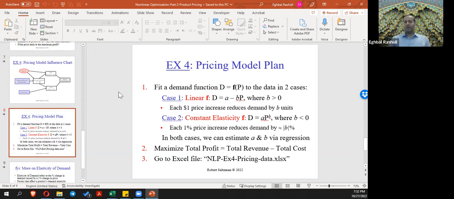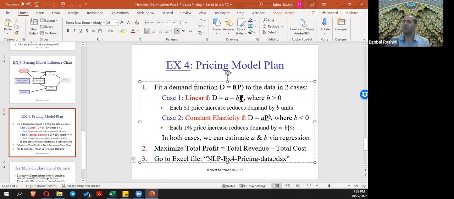All right, so what we want to do is find the best pricing. So we assume that demand is a function of price, F of P. We're going to consider 2 cases. In one case, we assume that F of P, the function of price for demand, is linear, which is A minus B multiplied by P. So B is the slope here, and we assume that B is positive. So each $1 increase in price is going to reduce the demand by a factor of B.